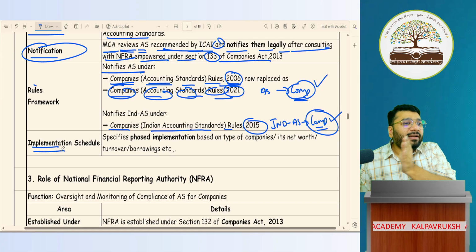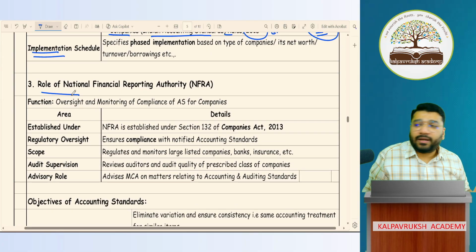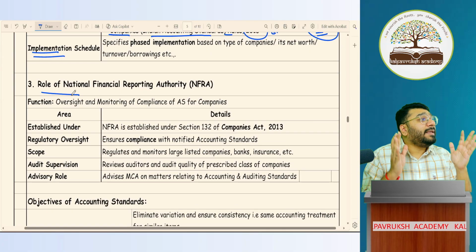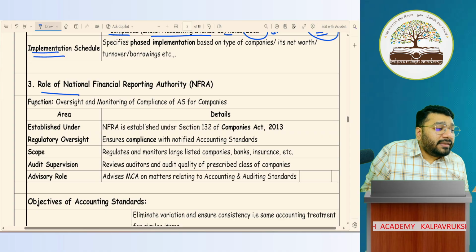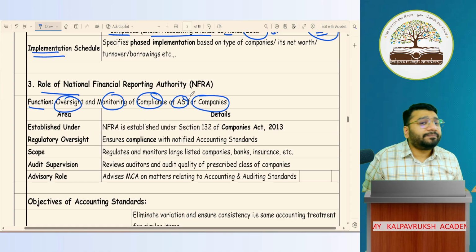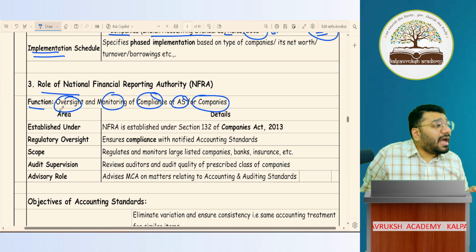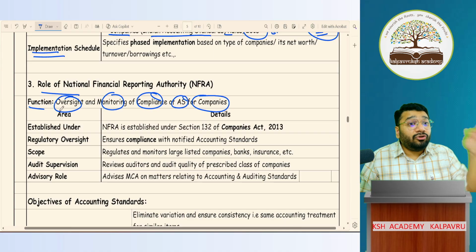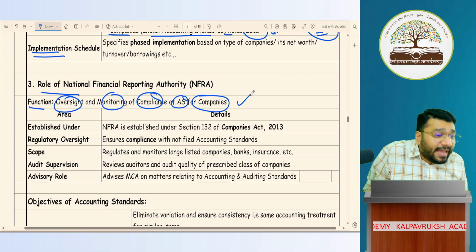Like that, in phased manner, they implemented Ind AS. Now, what is the role of NFRA? The role of NFRA is very broad, but I'm discussing now only in the context of AS. Their function is to oversee and monitor the compliance of AS for the company. Means whatever the AS is applicable for the companies, whether they are complying with that or not, they have to keep an eye on the companies. Whether they're following or not following, it is the job of the NFRA.